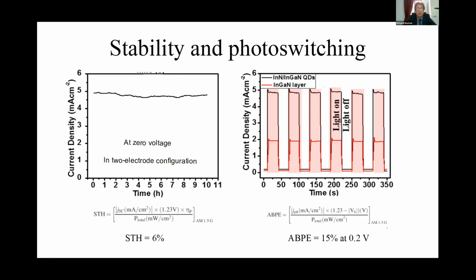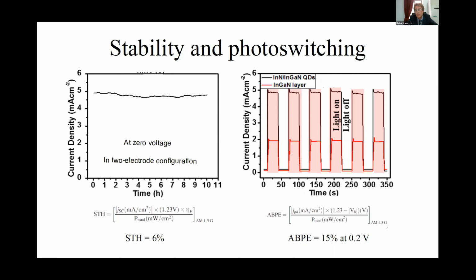Stability and photoswitching behavior. The photoelectrode is very stable. Here on the left is a measurement at 0 voltage, measured in 2-electrode configuration, so the real device only consisting of the quantum dot photoanode and the reference electrode. And the photoswitching follows the light on and off cycles instantaneously.